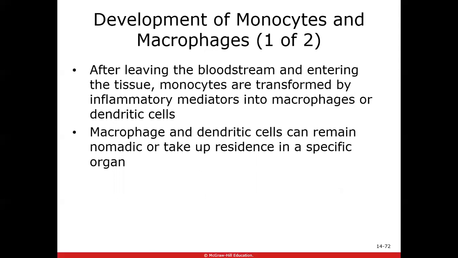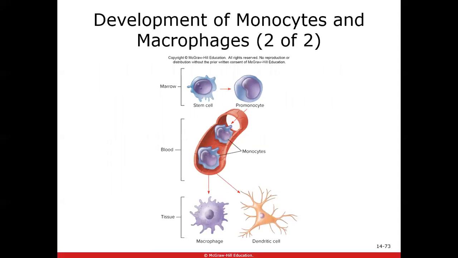So then you have development of monocytes and macrophages. After leaving the bloodstream and entering into a tissue, a monocyte is transformed by the inflammatory chemicals into macrophages or dendritic cells. Macrophages and dendritic cells can remain nomadic, which means they just float around on their own, or take up residence in a specific organ. They start off as monocytes in the blood. When they get into tissue, they can become a macrophage, which is a very big phagocytic white blood cell, or they can become a dendritic cell.